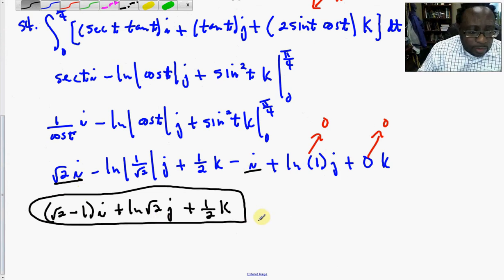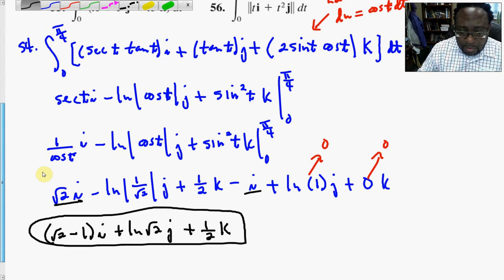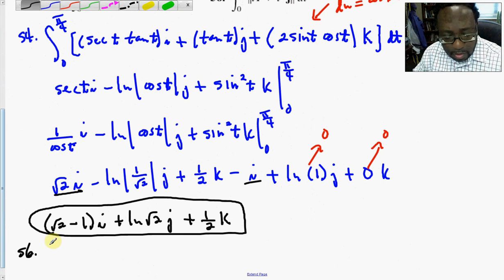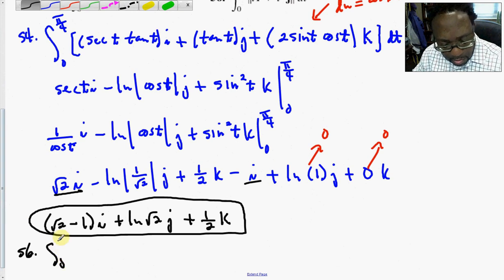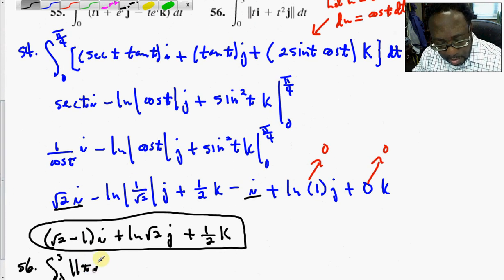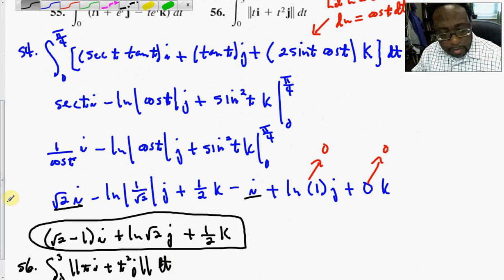Let's do one more here. Number 56. This is the integral from 0 to 3 of the norm of t i plus t squared j dt.